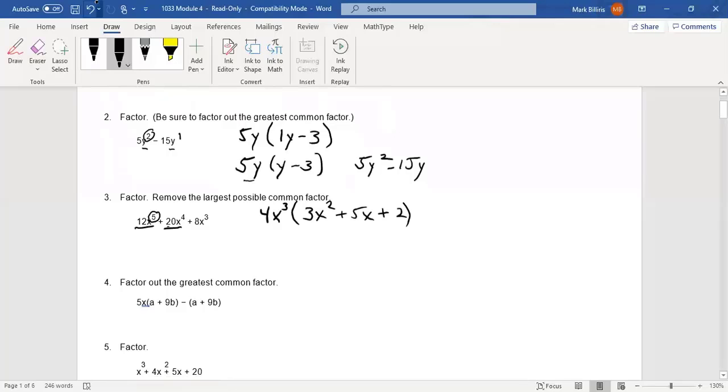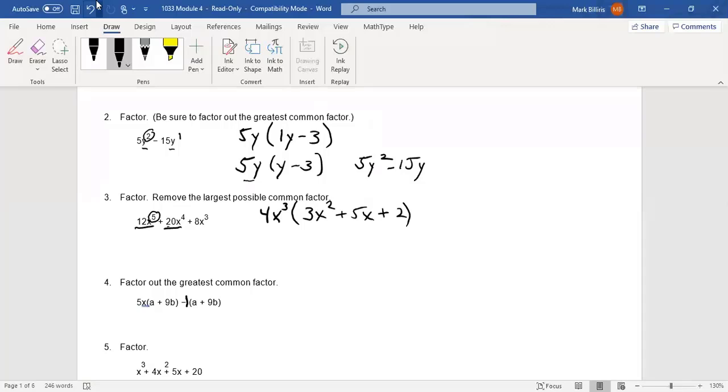Our next problem, again, we're factoring out the greatest common factor. We have 5x, and inside parentheses, we have a plus 9b minus, in parentheses, a plus 9b. What I'd always recommend, if there's no factors shown, it's understood in this case to be a 1 or a minus 1 in front of the minus in a plus 9b. So when we're removing the greatest common factor, remember, it's a factor. That's something being multiplied that's common in both terms.